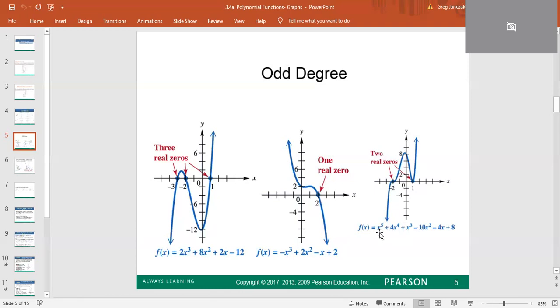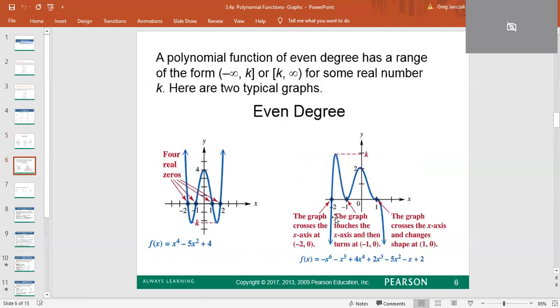is x to the fifth as its leading term. So it's positive and it's odd. So that's going to end up to the right and down to the left. You can see it moves different ways up and down, but eventually it's going to go up to the right and down to the left. So those are some examples of odd degree polynomials. Okay, so the main thing that we're looking at for right now is the end behavior.